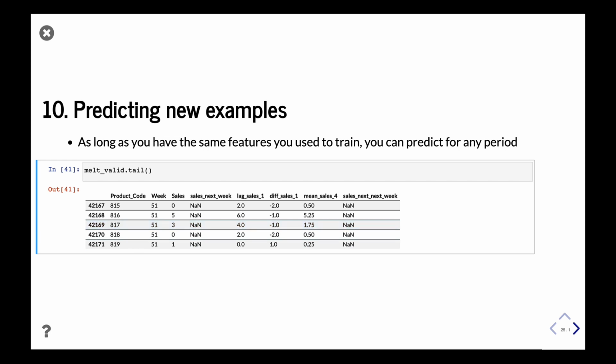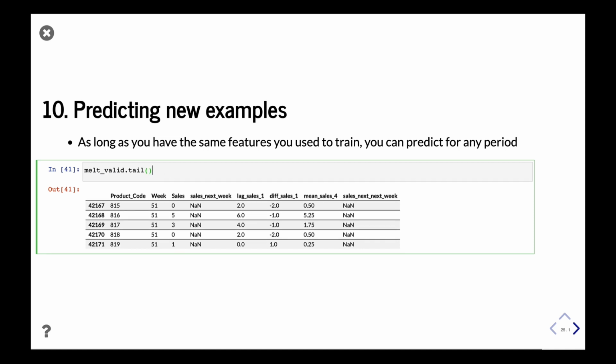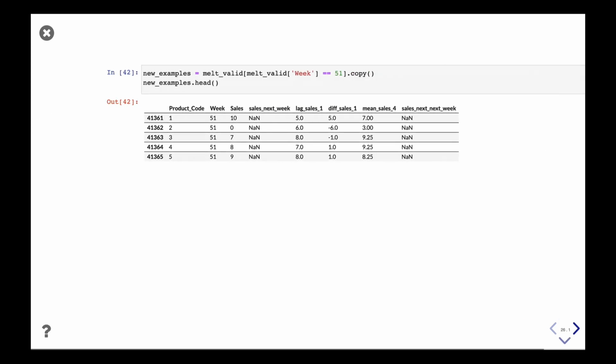You could even create a list, something like this, 2.0, minus 2.0, 0.5, and the first one is the sales. So for example, we have 4 features. We just need to pass a list of 4 numbers for the model to predict. This is just what's happening here. As long as you can compute these features, you can make new predictions.